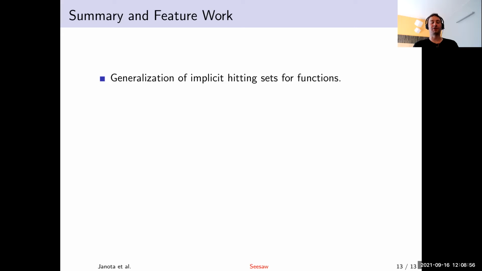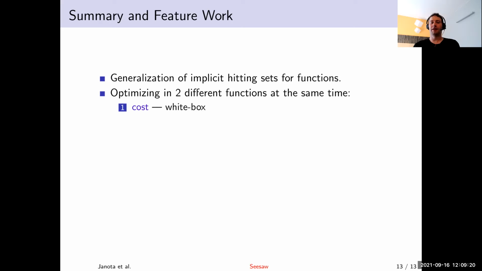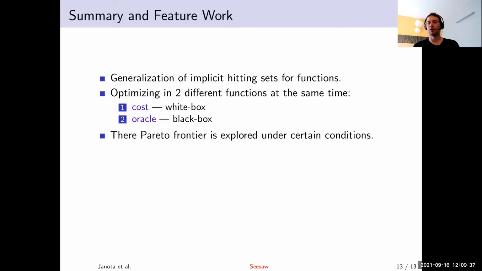Okay, so just to summarize very quickly, we have introduced a new algorithm that generalizes on the implicit hitting set paradigm by using functions instead of a function and a predicate. So now we have two different functions that we're optimizing at the same time. And the first function is we can say it's a white box function because we can encode it into a solver in an ILP, a SAT or MaxSat. And the other one is black box. The oracle function is black box. And we are exploring the whole Pareto frontier of these two functions under certain conditions.